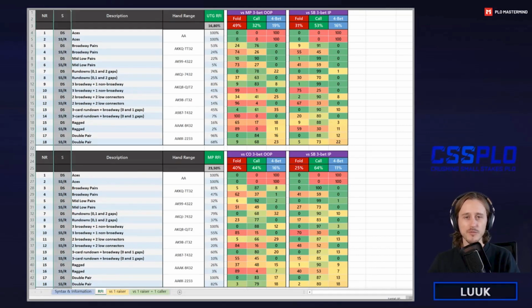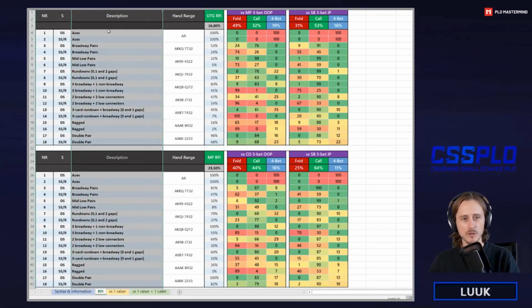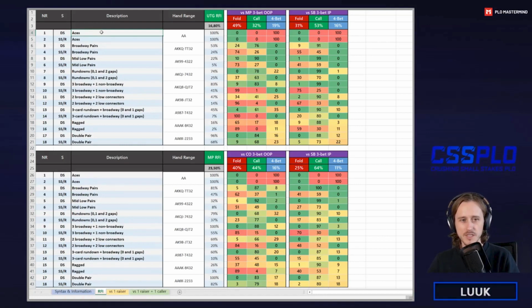The second column tells you more about the suitedness of the category. A category can be focused on double suited hands, or a category can be focused on single suited and rainbow hands. The third column tells you more about the description of the category. In other words, what is the category about? For example, we have a category focused on aces, we have a category focused on Broadway pairs, we have a category focused on mid-low pairs, on rundowns, on 3 Broadway cards with 1 non-Broadway card.